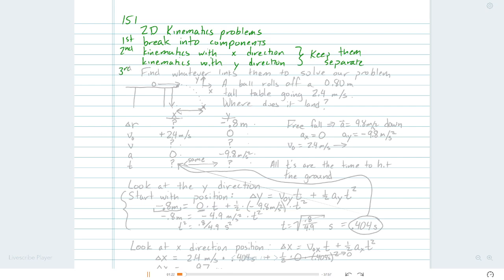So, third will be find whatever links them to solve our problem.